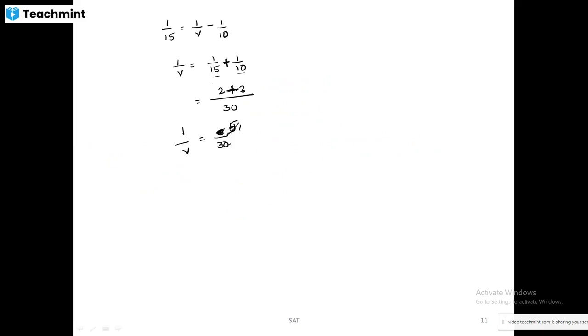So 5 ones are 5, 5 sixes are 30, and 1 by v is equal to 1 by 6, and v is equal to 6 centimeters. Plus 6 centimeters means here it is a virtual image, and the size of the image is less than the size of the object. v is equal to 6 centimeters. What is the nature? Nature is virtual image.